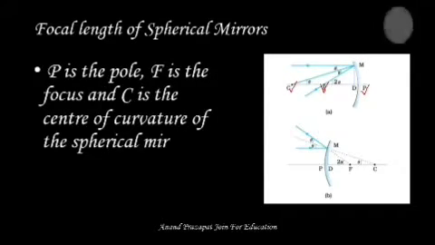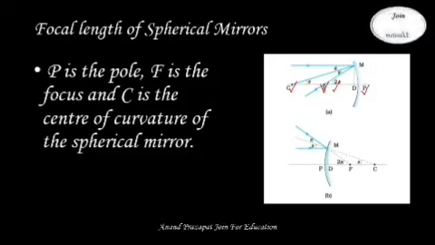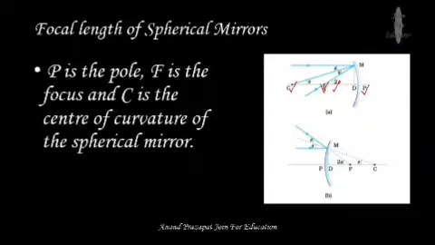This figure is a figure of a concave mirror. This figure is a figure of a convex mirror. The distance between P and F is known as the focal length, and the distance between P and C is known as the radius of curvature. Radius of curvature is 2 times the focal length.